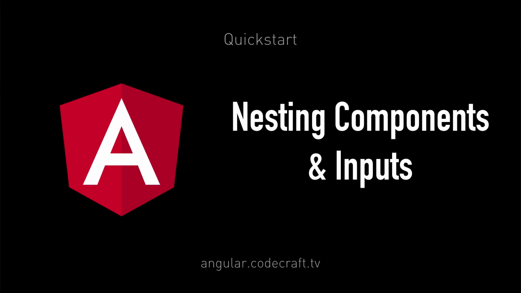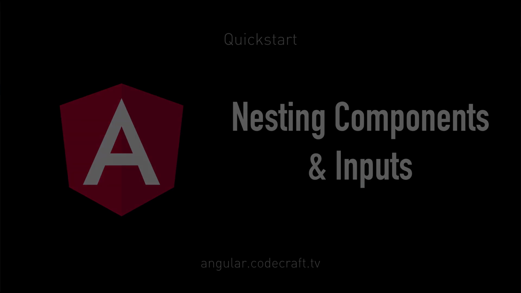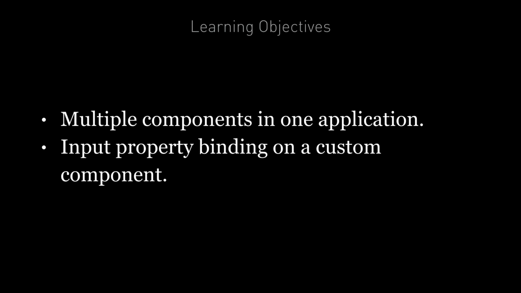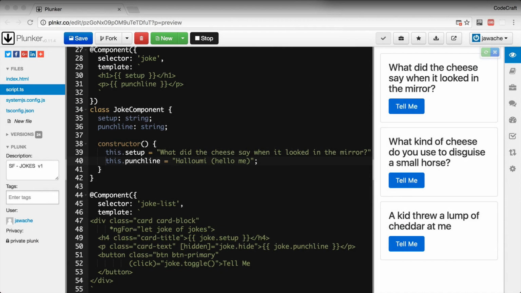The goal of this lecture is to break up our small application into 3 components and start gluing them together. By the end of this lecture, you're going to learn how to create and configure multiple components in one application. And you're going to learn how to enable input property binding on a custom component, so components can start communicating with each other.